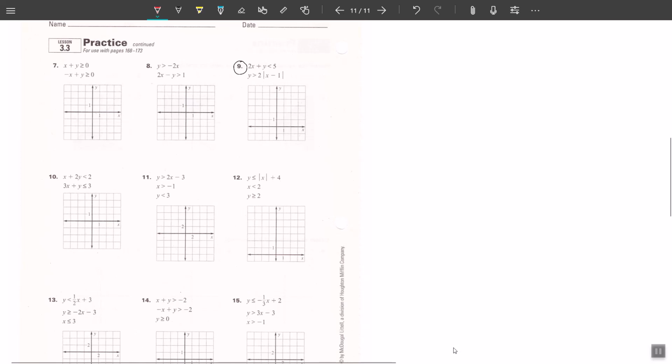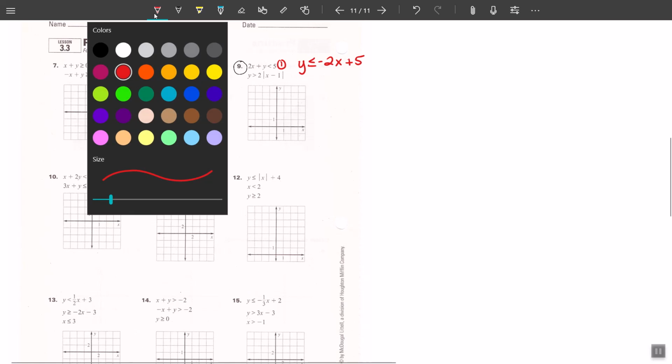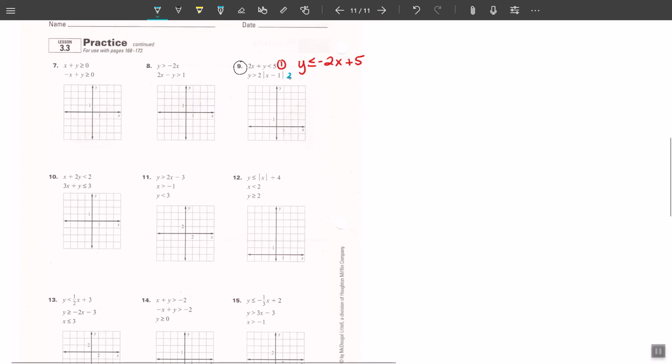All right, looking at number 9, we need to take this first equation right here and solve it for y. So I'm not going to show all that math to do that. This is what you would have in the end. And then the second equation is already solved for. So we'll graph that one in blue. This one's a little more challenging because you can see you've got a linear line and an absolute value inequality. So we're going to have to take care of both of those.